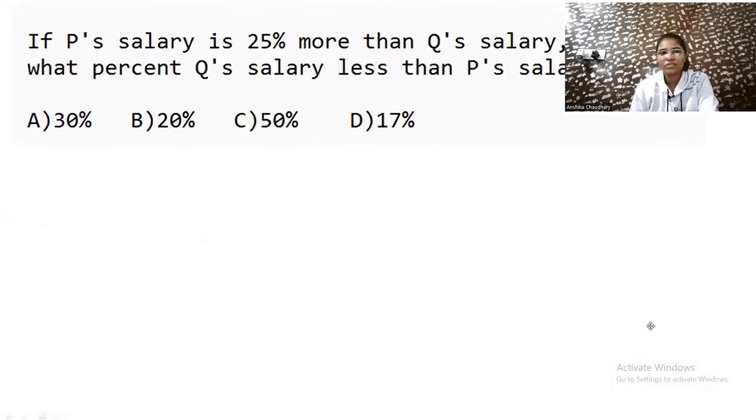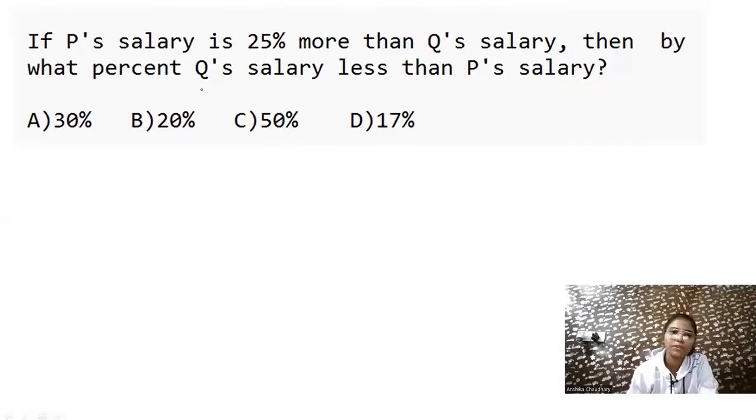All right, the next question is from percentage. Again, I will be using the shortcut trick. Now, P's salary is 25% more than Q's salary; there are two persons, P and Q. Then Q's salary is what percent less than P's salary?